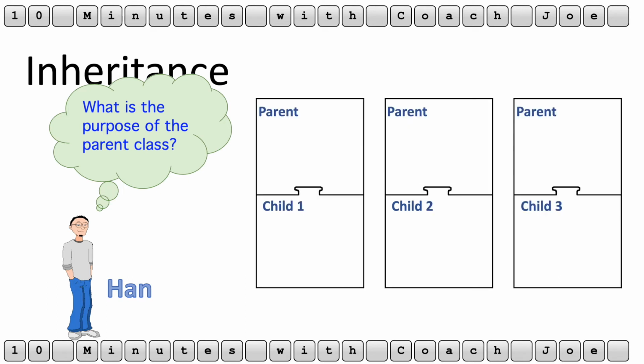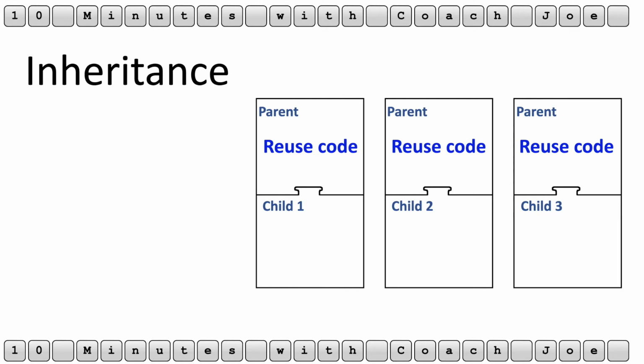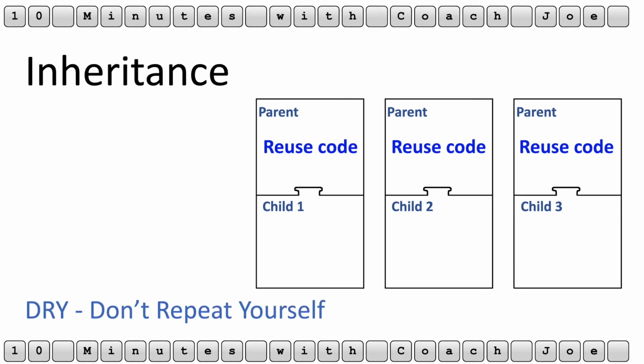It is common for several classes to inherit the parent class with the purpose of utilizing existing code. Remember, one of our goals for object-oriented programming is reusability or DRY. Don't repeat yourself. Inheriting a class that has code we need is one way to reuse existing functionality.